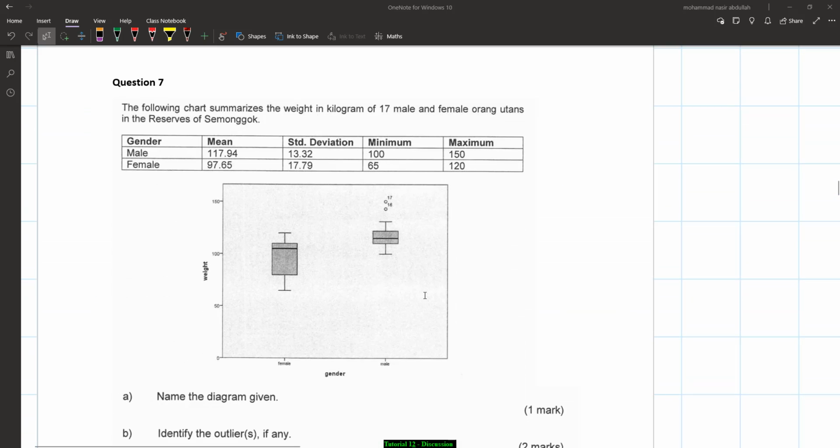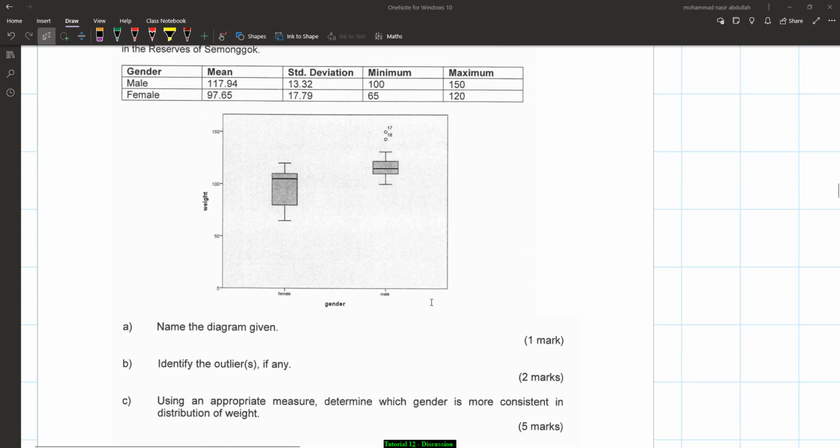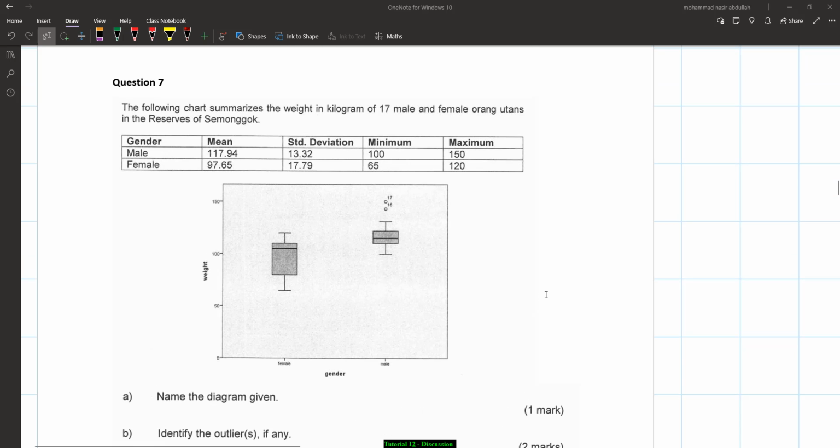Alright, let's look at question number 7. This question is very easy. The following chart summarizes the weight in kilograms of 17 male and female orangutans in the Semonggok reserve. Where is Semonggok? Sarawak? Let me search. Sarawak, yes.